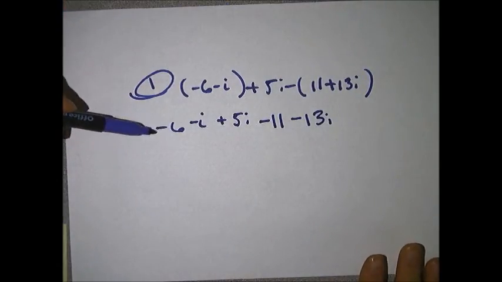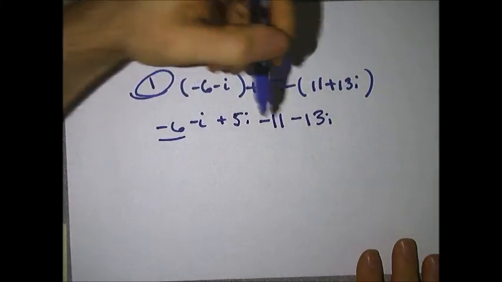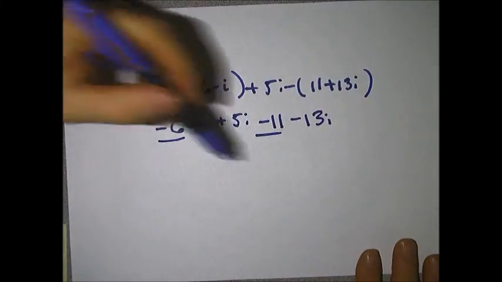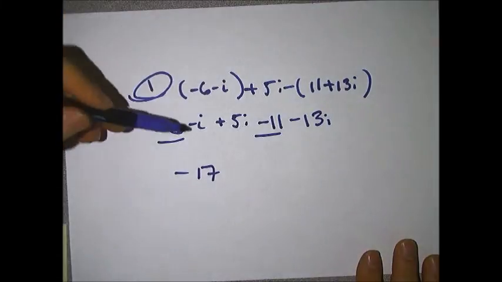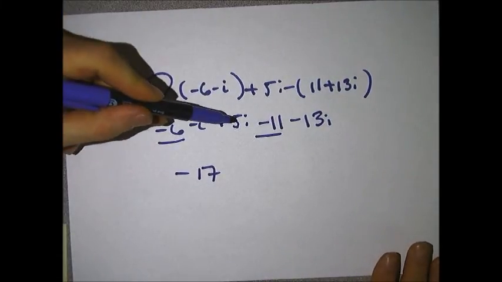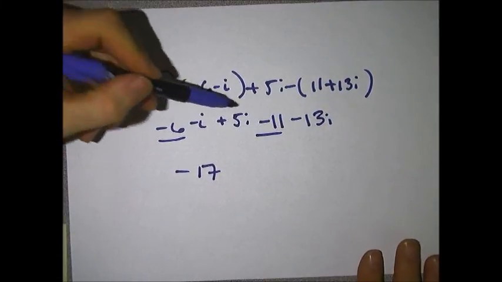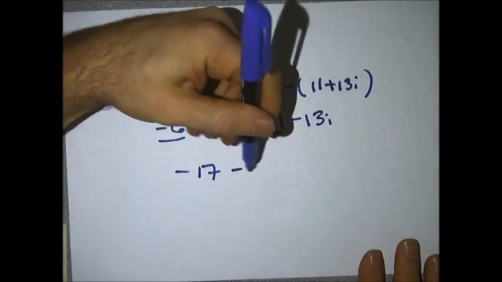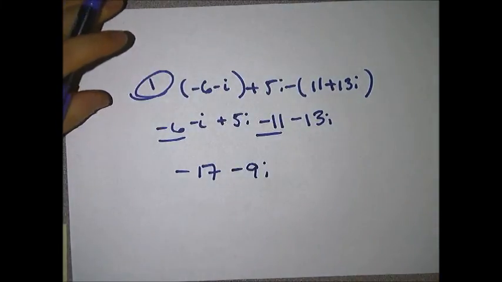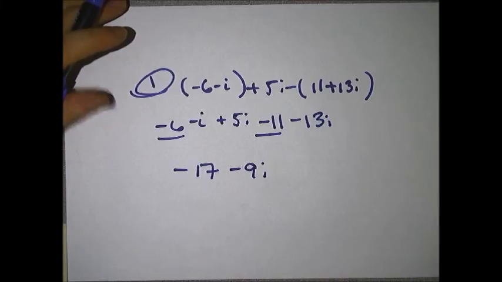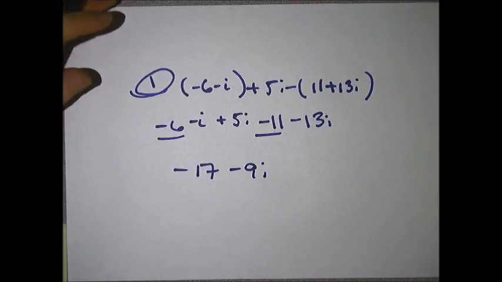When you go through, you have -6, you have a -11. That gives you -17. And then when you look at the i's, you have -i plus 5i is 4i. And 4i minus 13i is -9i. So looking at your choices, if you have them in front of you, it's the first one, -17 minus 9i.